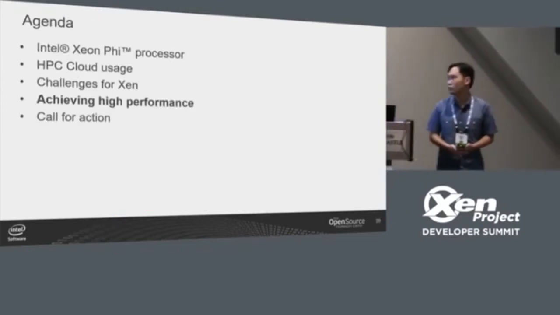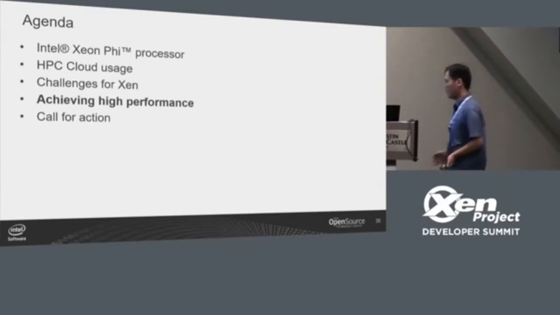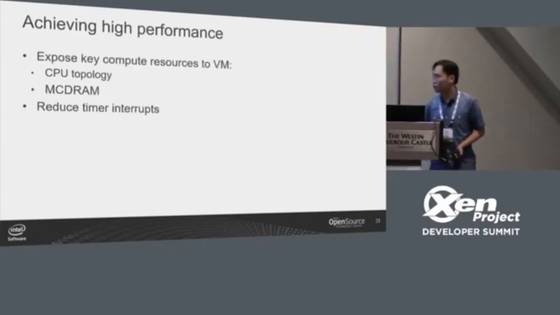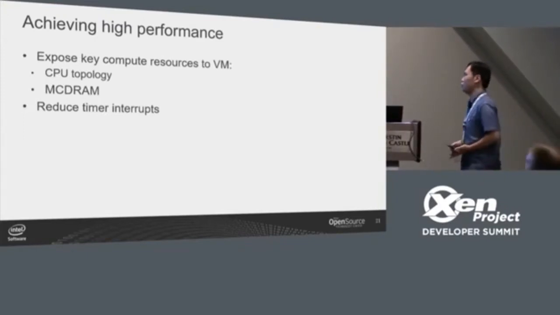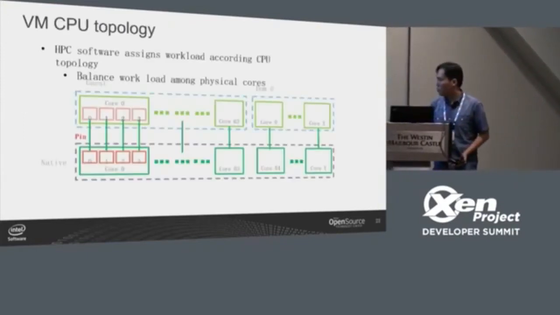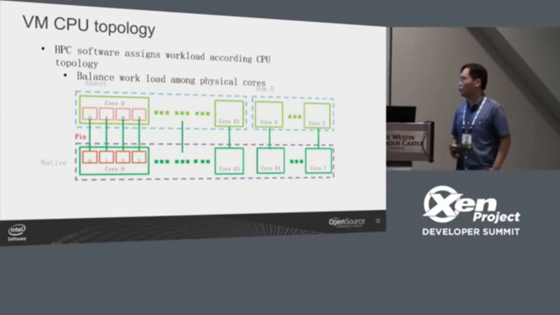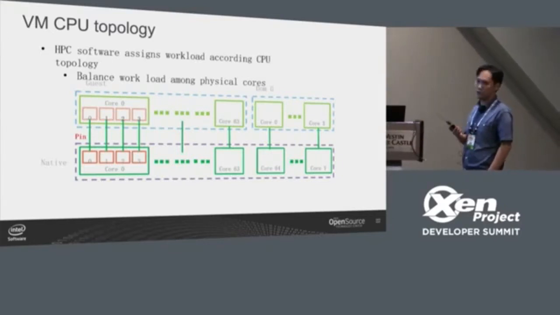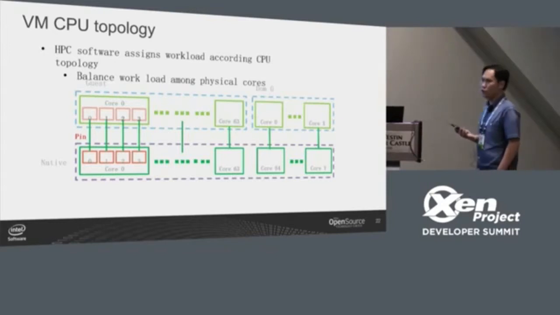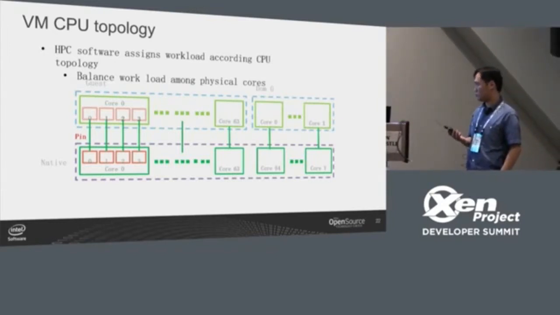Next chart, we will introduce how to achieve high performance in such a huge VM. First, we need to expose the key compute resources to the VM. The first is the CPU. How to expose the CPU to the VM? HPC software will assign workload according to the CPU topology. It tries to balance the workload among the physical cores to take advantage of them efficiently.